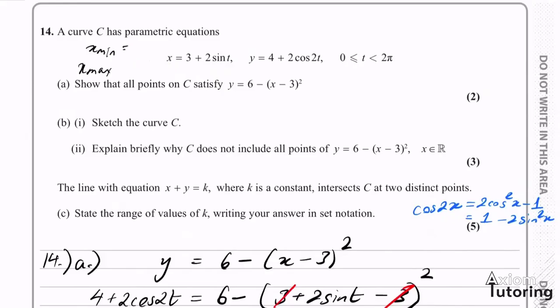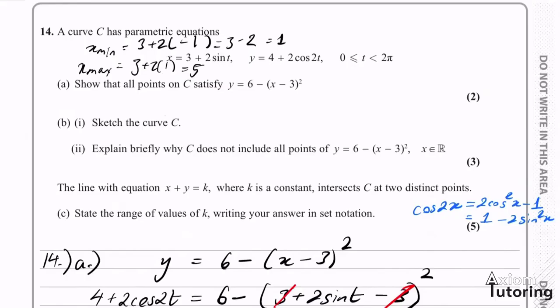So x min will equal 3 plus 2 times the value that sine t takes as a minimum, and that's obviously -1. And then for x max, it's going to be 3 plus 2 times the maximum value of sine t, which is just 1. And so x min is equal to 3 minus 2, which is just 1. And x max is 3 plus 2, which is 5.